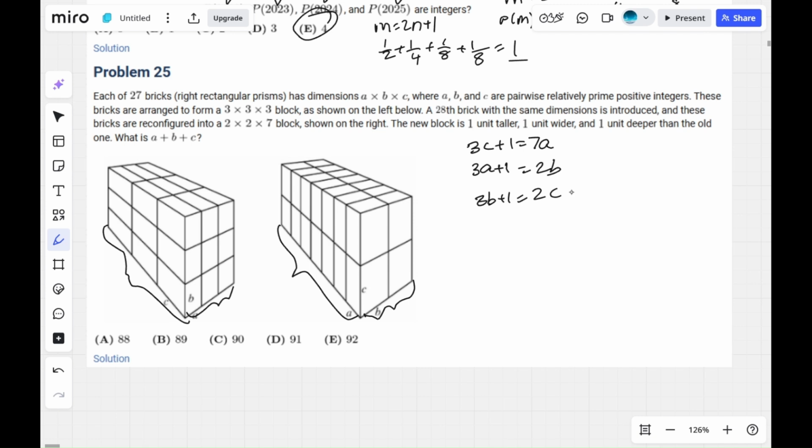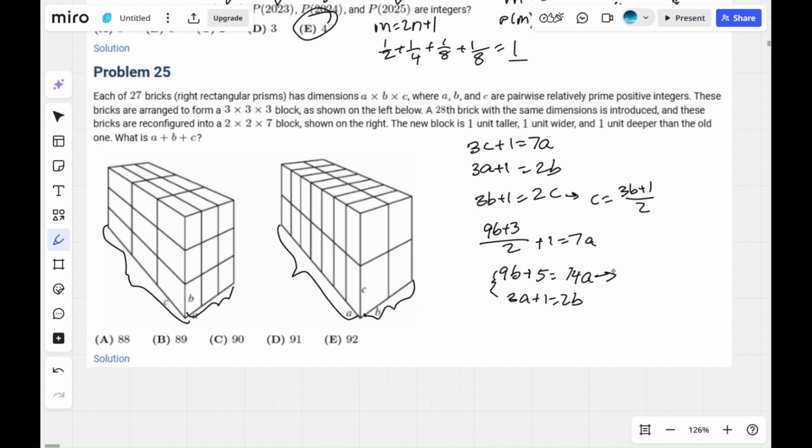So consider the last equation. So c is equal to 3b plus 1 over 2. So we can sub this into the first equation to see that 9b plus 3 over 2 plus 1 is equal to 7a. So this is the same as 9b plus 5 is equal to 14a. And we also have that 3a plus 1 is equal to 2b. So we can solve this system of equations.